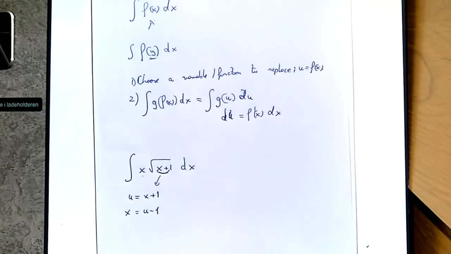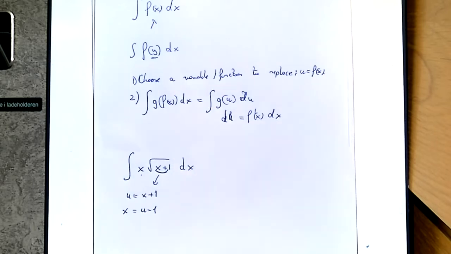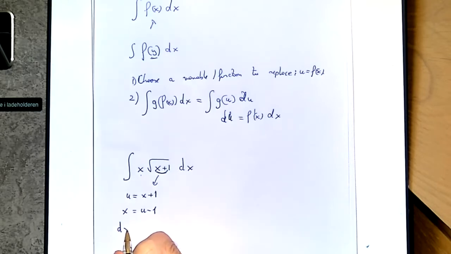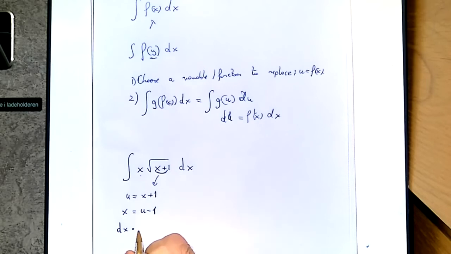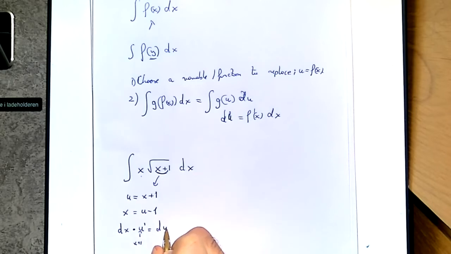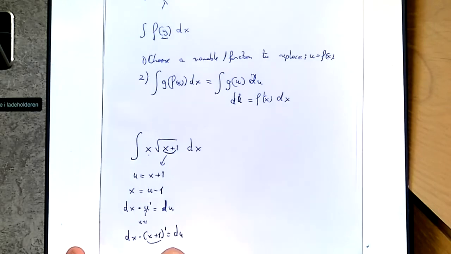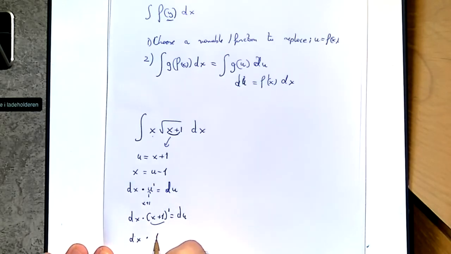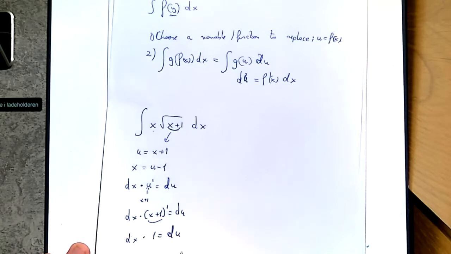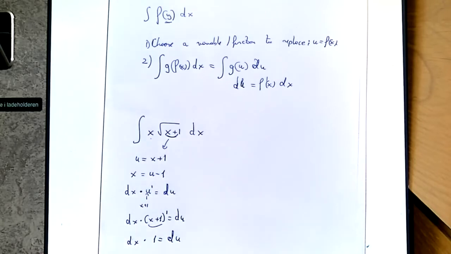Now the final thing I have to replace is this dx. You have the formula that dx multiplied by the derivative of u, which is again the derivative of x plus 1, has to be equal to du. What is the derivative of x plus 1? It's just 1. So this is just dx multiplied by 1 equals du. So they're equal.